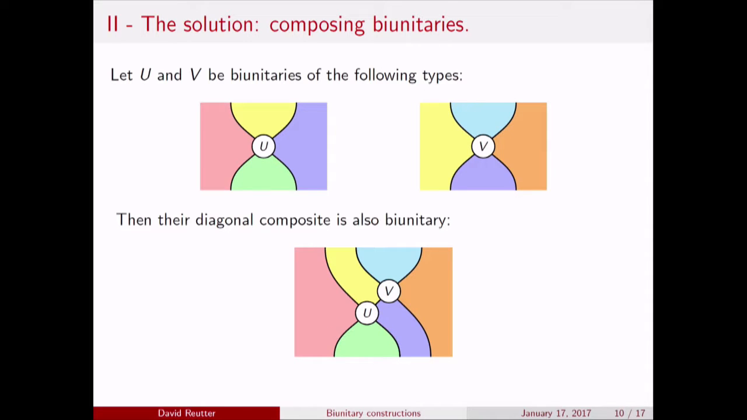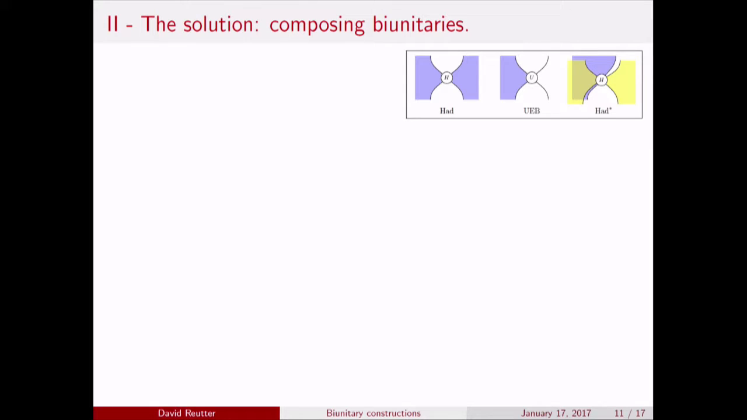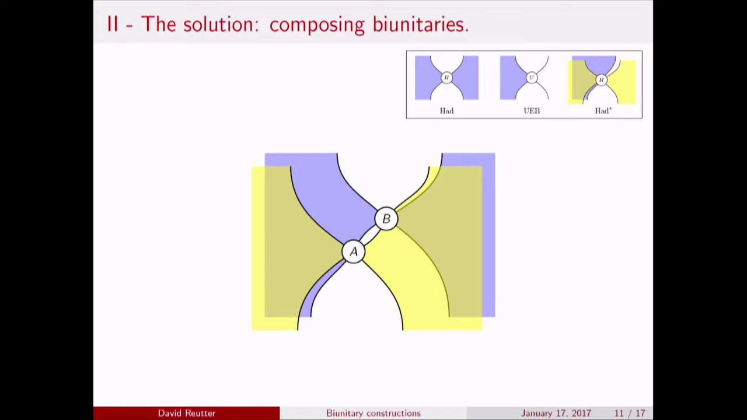So what do we know now? We know that quantum structures are biunitaries, and we know that we can compose biunitaries. So the logical next step for us is to compose quantum structures. And I'm going to do that now. So here on the top of the frame, I've shown the types of biunitaries we are interested in: Hadamard matrices, unitary array bases, and families of Hadamard matrices. And I'm going to show you the following construction.